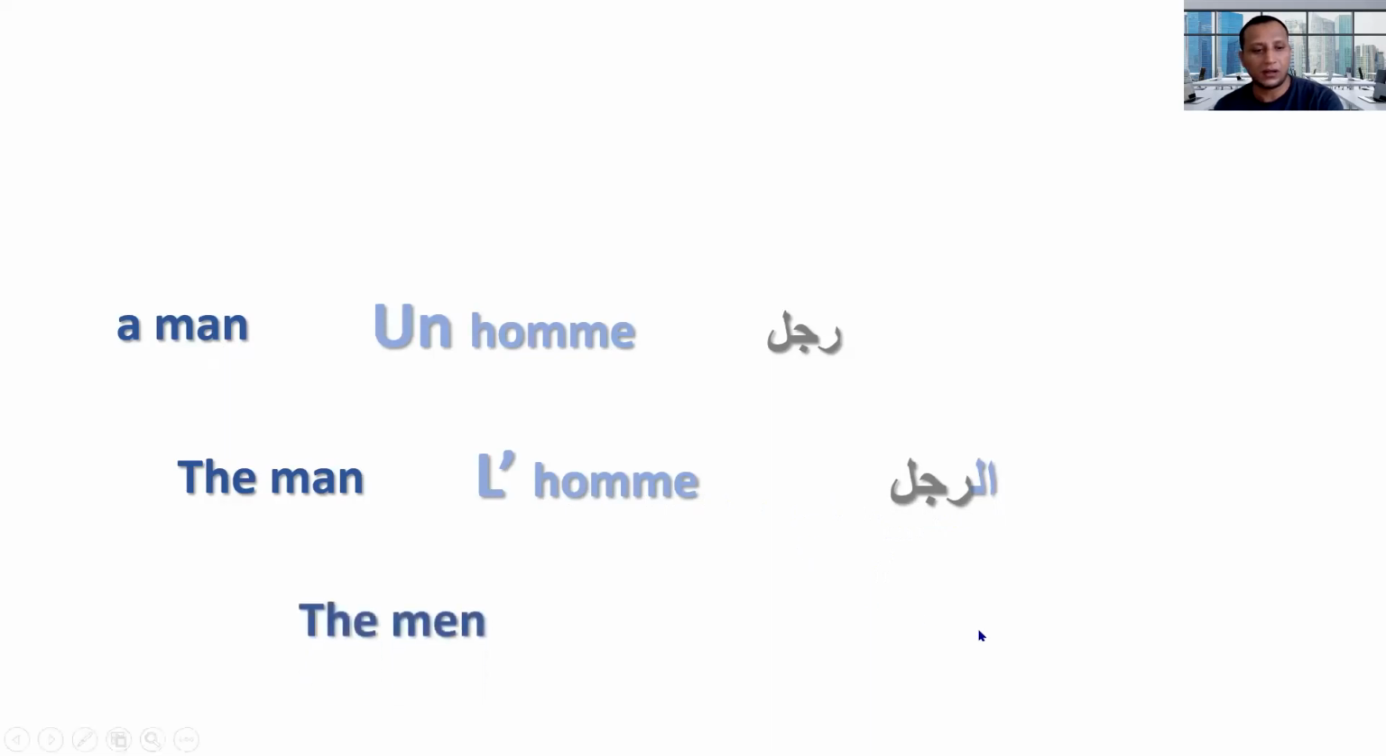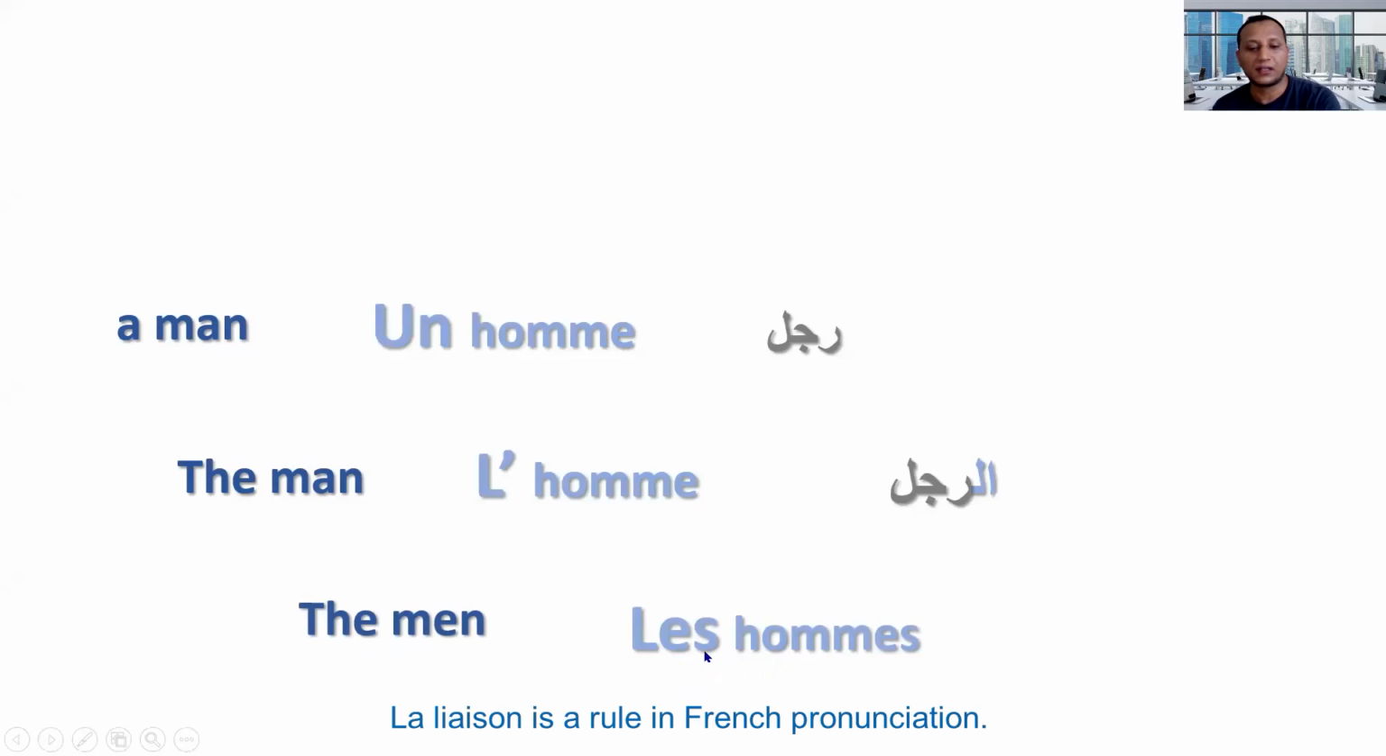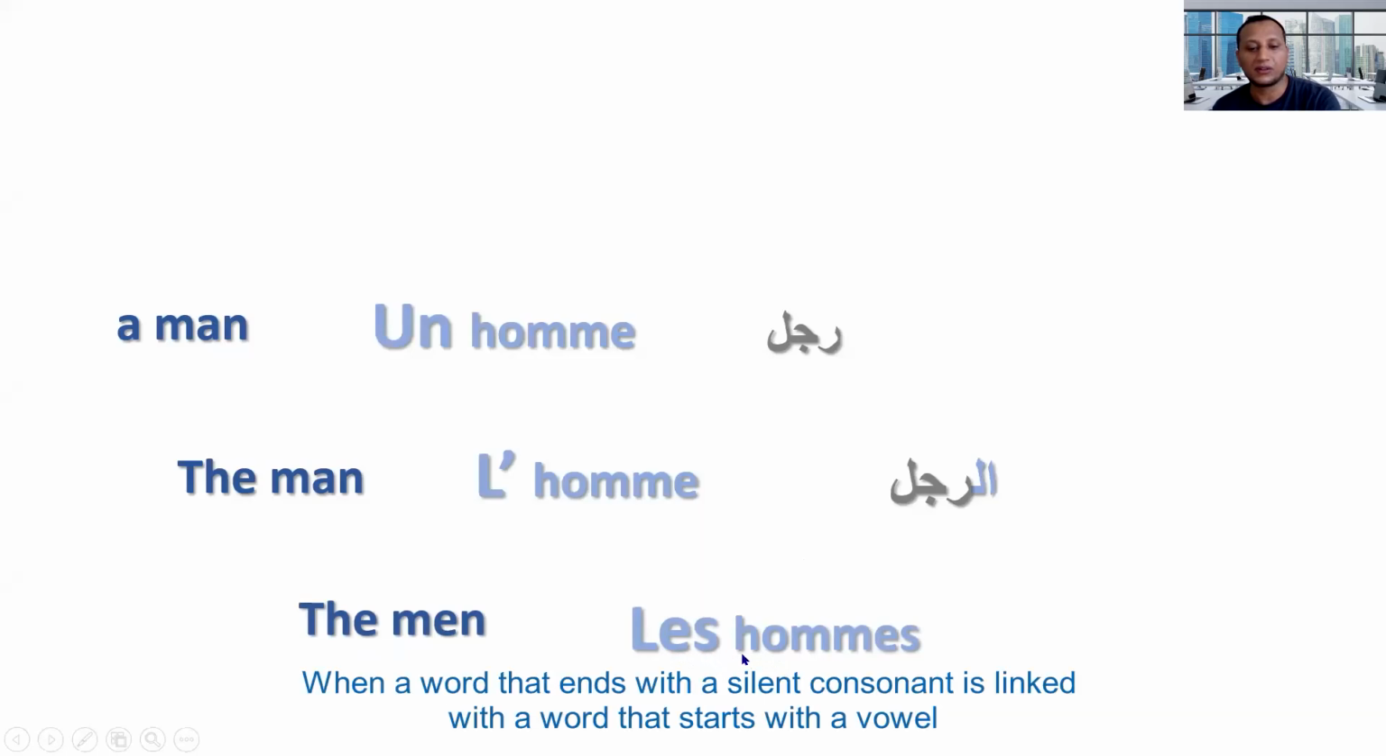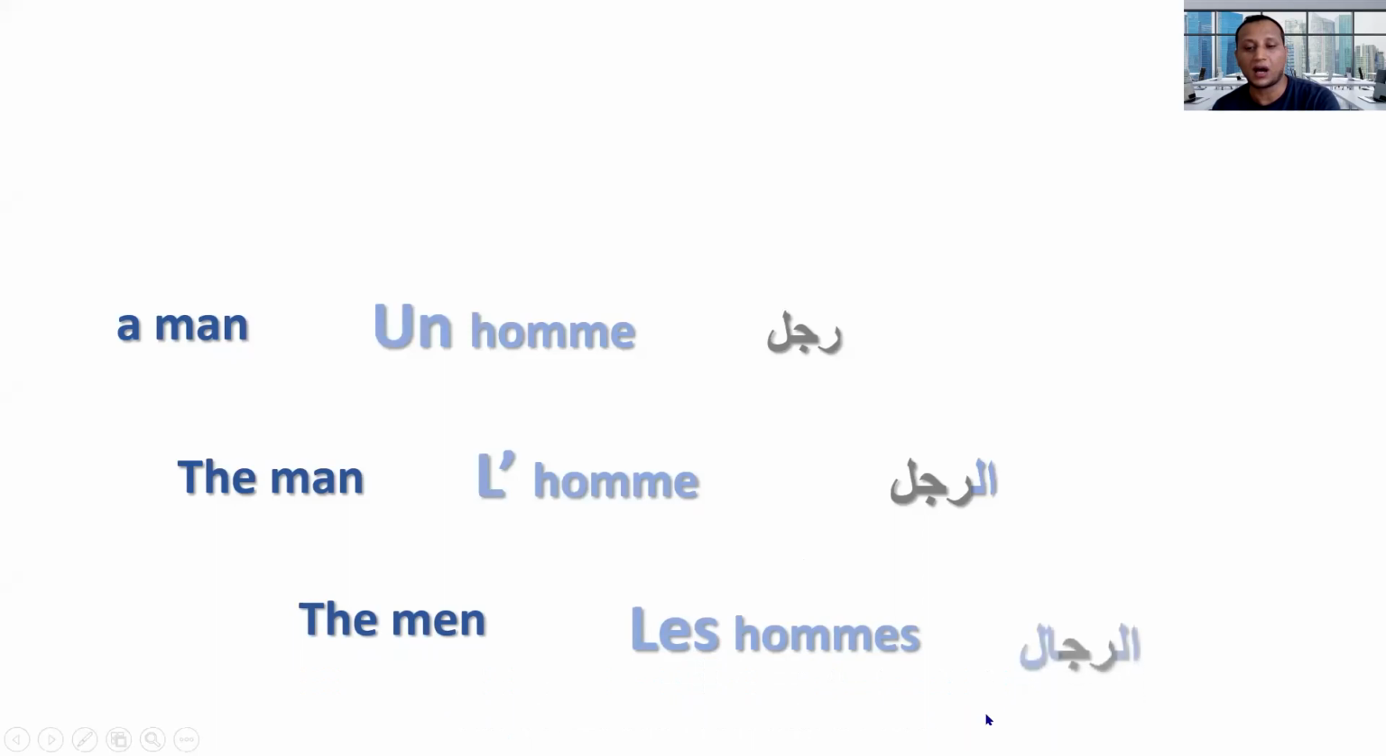Another example, the plural of the man, the men. Les hommes. I linked the two words. It's called la liaison in French. Here, the last letter is linked with the first letter of the following word. Les hommes. In Arabic, الرجال. Again, the men, les hommes. The man, l'homme, الرجل. A man, un homme, رجل.